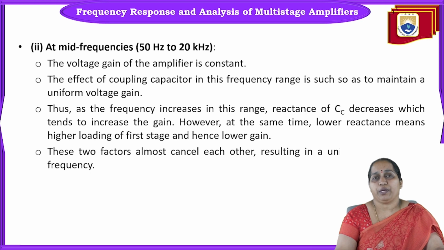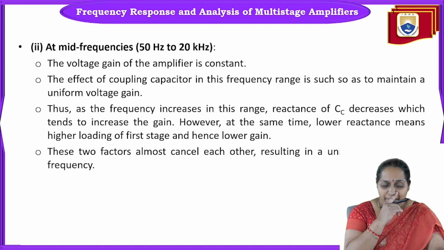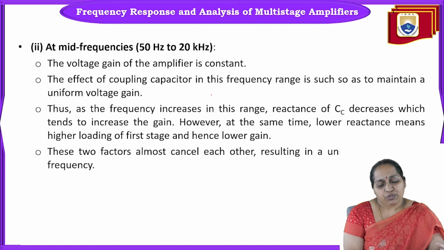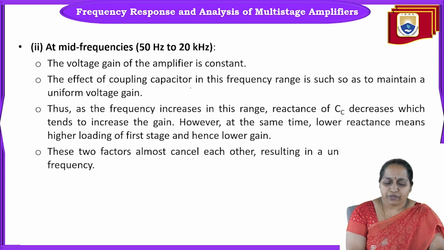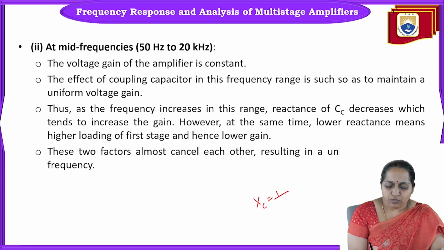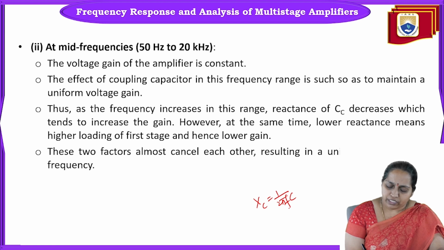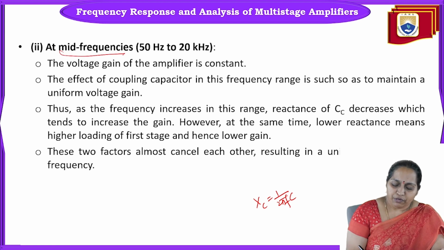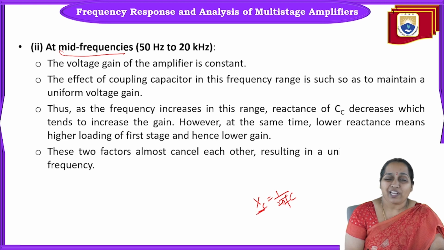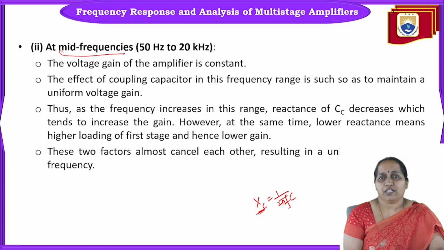At mid frequencies, what is going to happen? Why does the gain remain constant? It is seen from the figure that the voltage gain of the amplifier is constant during the mid frequencies. Compared to the lower frequencies, now the reactance offered by the coupling capacitor is somewhat low. We have seen that Xc is equal to 1 by 2 pi fC. So as f increases, the reactance will reduce. In the mid frequencies, the reactance offered by the coupling capacitor is less. So definitely, as a result, the output at the collector will be a little more compared to that of the lower frequencies.